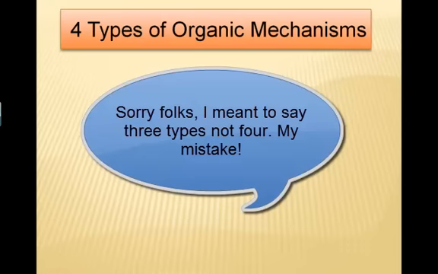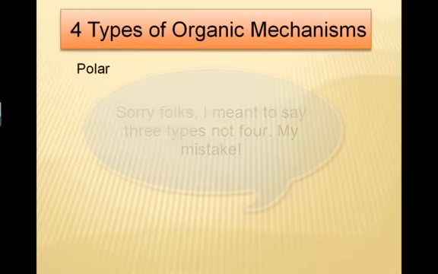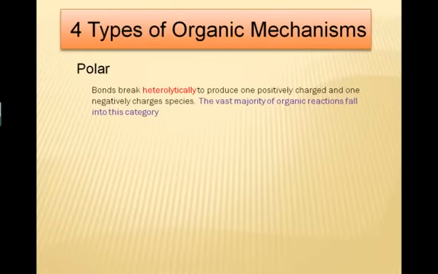We can break reaction mechanisms down into 4 broad types. We have polar. So in a polar mechanism, we have bonds breaking heterolytically. What does heterolytically mean? Well, hetero means different. So when you break a bond in a polar reaction, you give the pair of electrons that makes up the bond between 2 atoms to one atom. One atom or group is going to be negatively charged, and the other atom or group is going to be short electrons. It will be positively charged. The vast majority of organic reactions fall into this category, and as a matter of fact, pretty much all of the organic reactions that we're going to be talking about fall into this category.